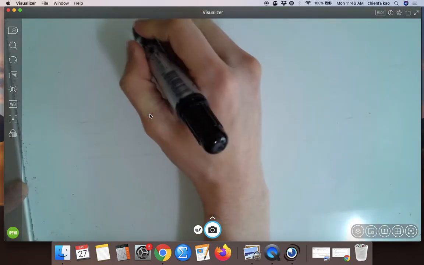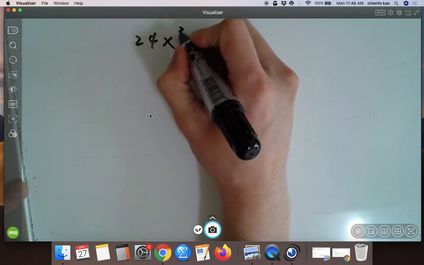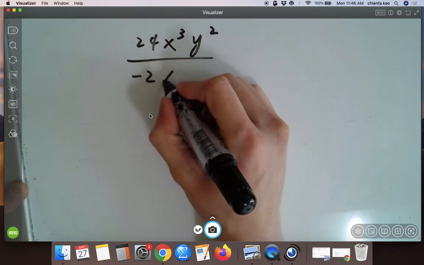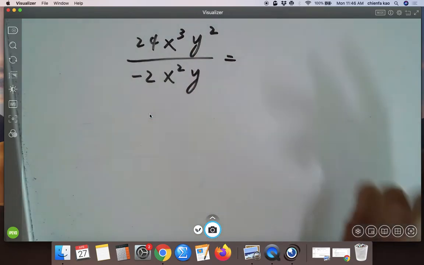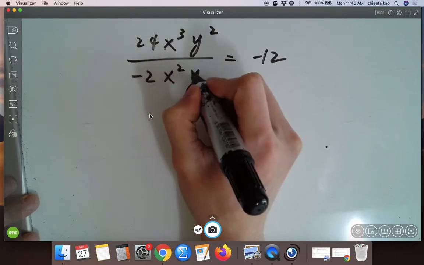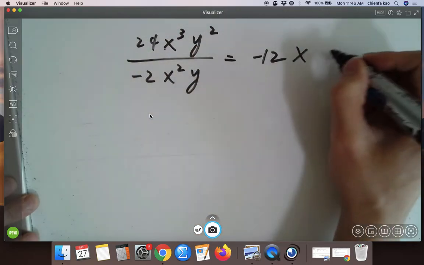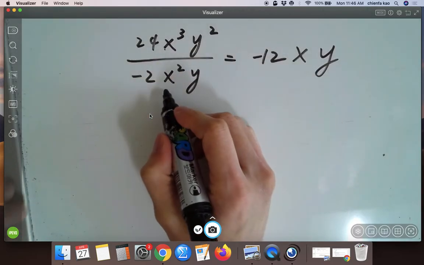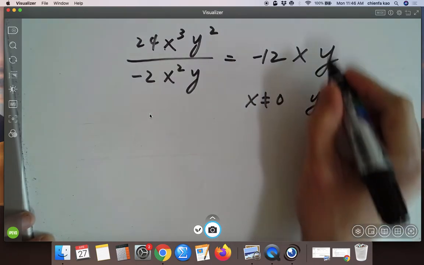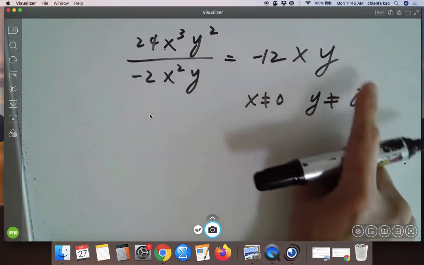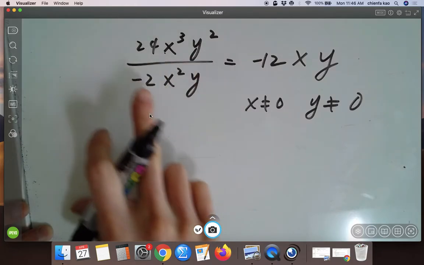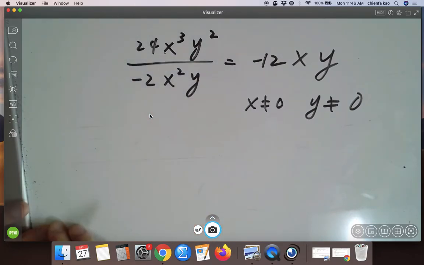Let's try this problem. 24x to the third power y squared, and then you're left with negative maybe 2x squared y. Remember, let's simplify this. We learned that before. Negative 12. 3 x's at the top, 2 x's at the bottom. We cancel. You're left with x at the top, y at the top. Even though we canceled it, x can still not be 0. And y cannot be 0, even though it's not here. In the denominator, x can't be 0, because when x is 0, everything breaks. So we just need to make sure that x is not 0, and y is not 0.